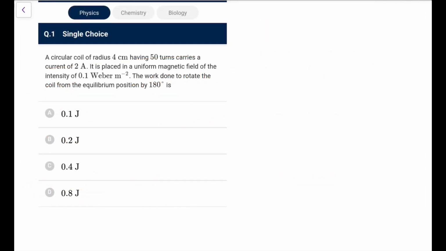Hello friends, let's start the paper. Let's see what the first question is. A circular coil of radius 4 centimeter having 50 turns carries a current of 2 ampere. It is placed in a uniform magnetic field of intensity 0.1 Weber per meter square. The work done to rotate the coil from equilibrium position by 180 degrees. So this is a standard question.